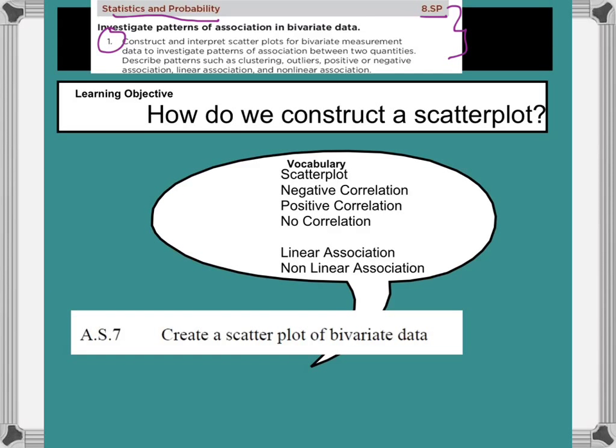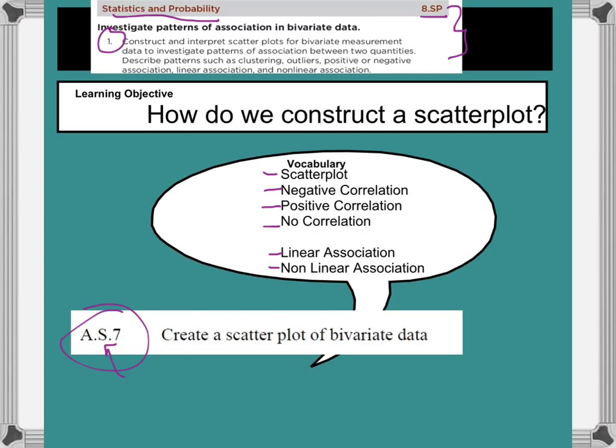Construct and interpret scatter plots for bivariate measured data, to investigate patterns of association between two quantities. Describe patterns such as clustering, outliers, positive or negative association, linear association, and nonlinear association. And the integrated algebra standard is algebra and statistics standard 7: create a scatter plot of bivariate data. Our vocabulary is scatter plot, negative, positive, and no correlation, linear association, and nonlinear association.